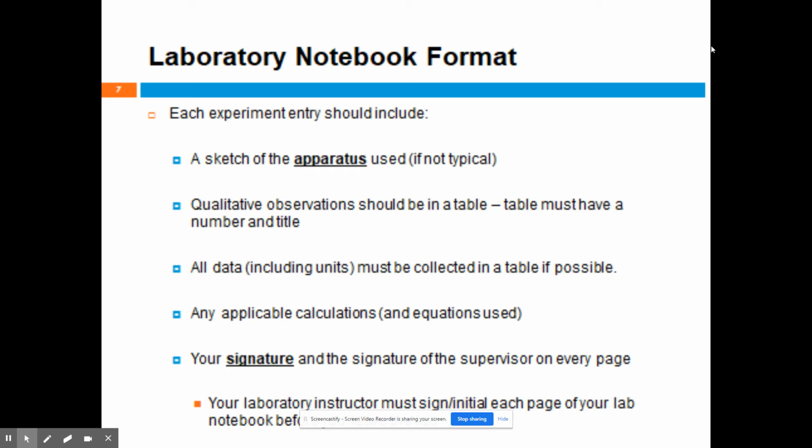For the beginning, you will have your title. You're going to have your purpose. You'll have the procedure. You will at least reference it. You'll have made any tables that you possibly can. You'll have answered pre-lab questions. All that has got to be done before we start. Lab instructor must initial the pages of your book.